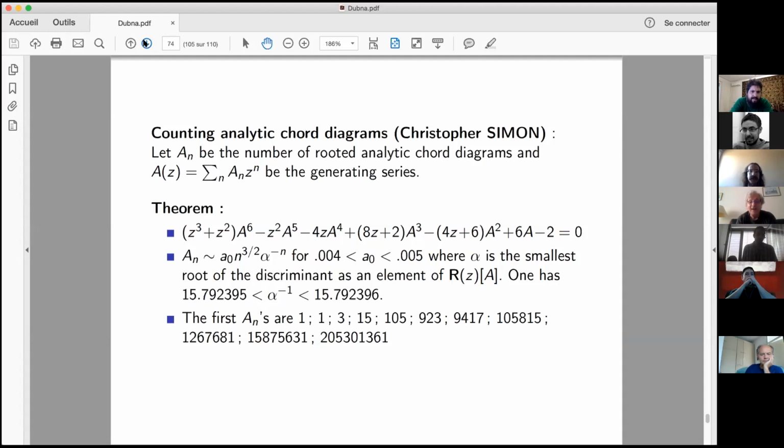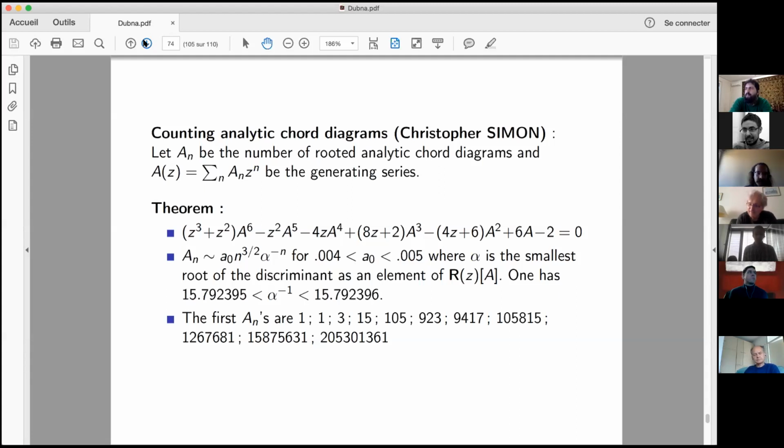And this gives a very good estimate of the number of chord diagrams coming from algebraic curves when n goes to infinity. And for example, you have on the last line of this slide the number of chord diagrams which are algebraic for n equal to 1, 2, 3, etc. It's very easy to put on the computer. It's a very precise and algorithmic description of the algebraic chord diagrams.